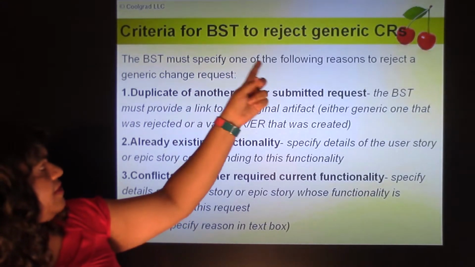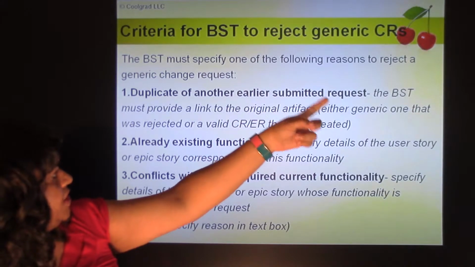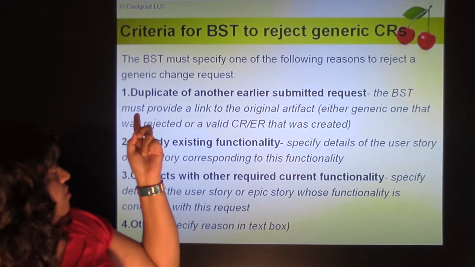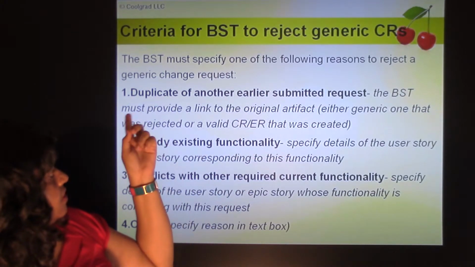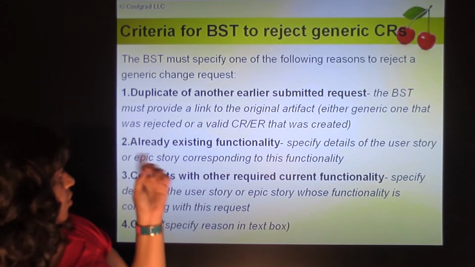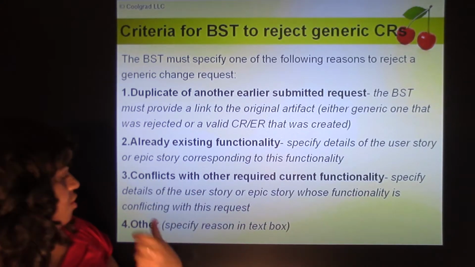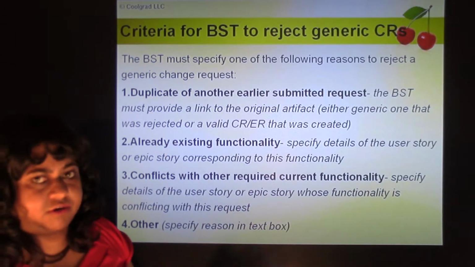So criteria for BST to reject generic CRs. BST must specify one of the following reasons to reject a generic change request. Duplicate of another existing request, or already existing functionality, conflicts with other current functionality, or some other reason. Okay, we already talked about this.